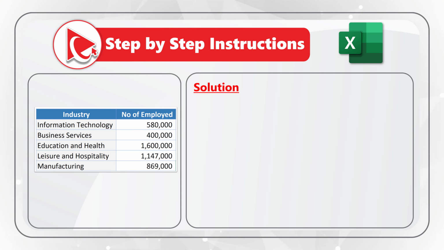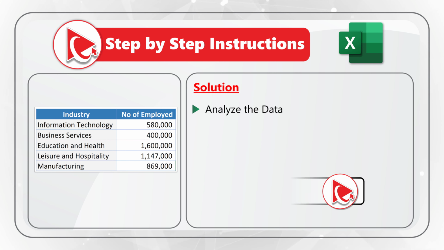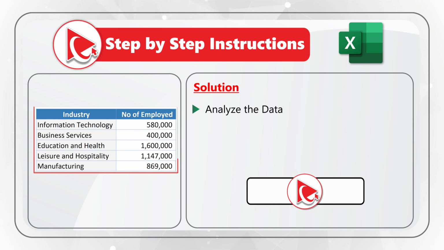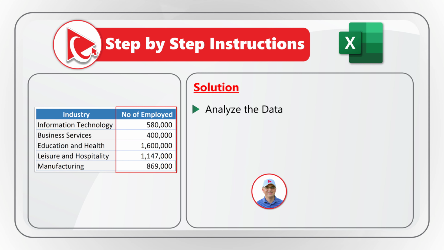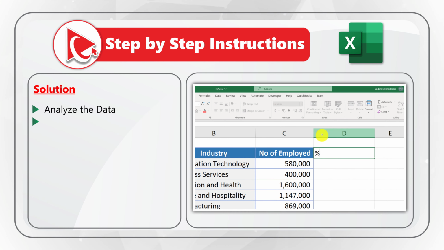Now let me share with you step-by-step instructions on how you can solve this challenge on the test. The first step is to analyze the data. What we see here is that we have data broken down by the industry. We have information technology, business services, education and health, leisure and hospitality, as well as manufacturing, and the number of employed people in each industry.